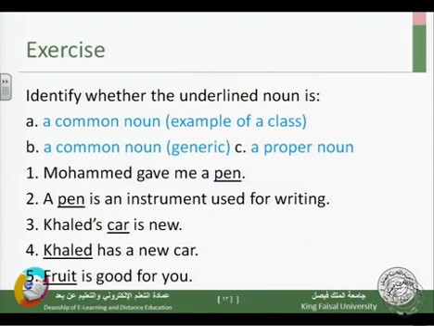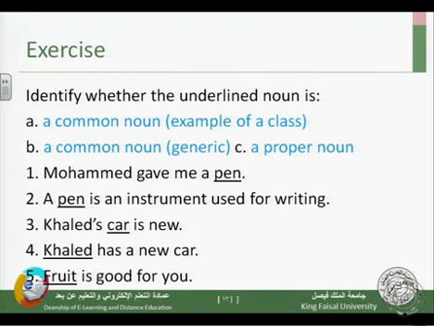Let's take a look at this exercise. Identify whether the underlined noun is A, a common noun, where it is an example of a class, B, a common noun, where it is generic, a generic noun, or C, a proper noun. So the first sentence we have here, Muhammad gave me a pen. Pen here talks about a specific example. Muhammad gave me one pen, and so it is a specific example of a class. So the choice for number 1 is A.